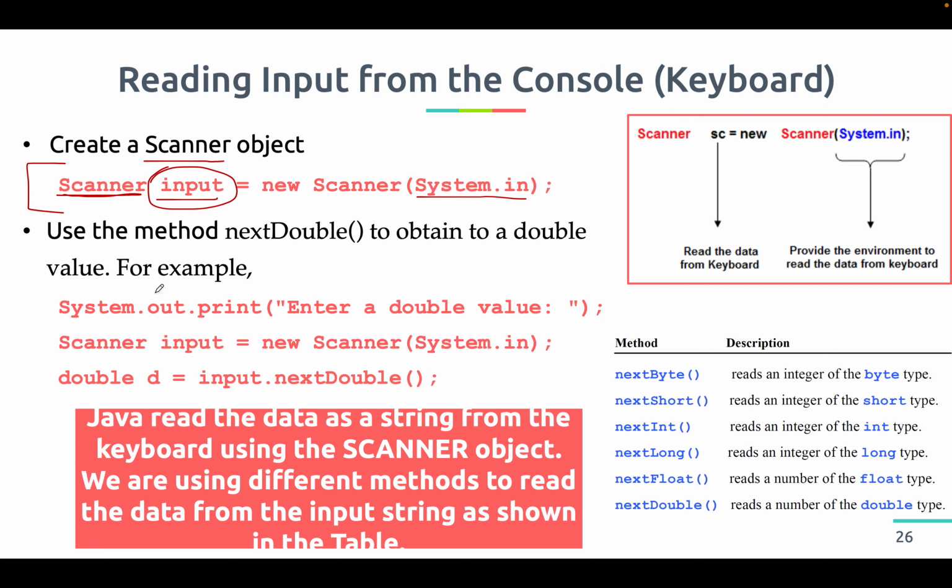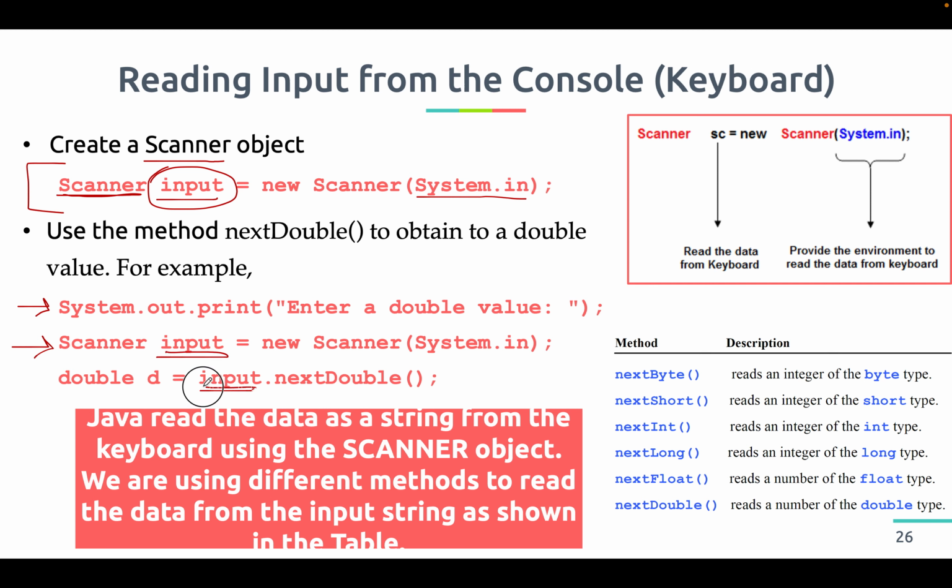So how am I going to use this object? First we have to prompt the user to tell the user what we want them to enter. So the normal syntax is to print something to the user. So we will write system.out.print, enter a double value, and then we will create this object. Here we created this object. Now we're going to use this input object that we created.